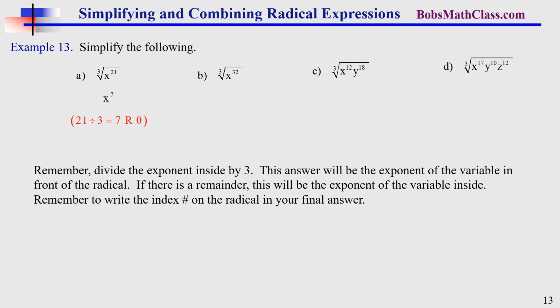How about the next one? 3 into 32. How many times does 3 go into 32? 10 times. Is there a remainder? Yes, 2. So x to the 10th times the cube root of x squared. Don't forget to write your index in the problem. If you forget to write the index, it's technically wrong. So here are just little notes of what we did. 32 divided by 3 is 10, and there's a remainder of 2.